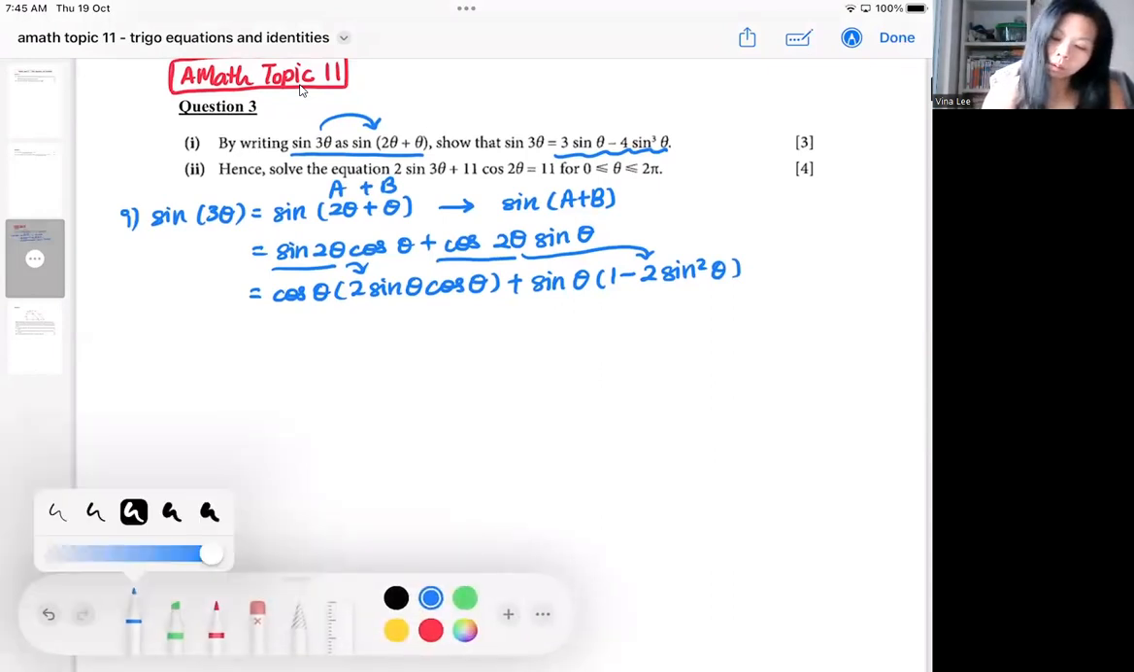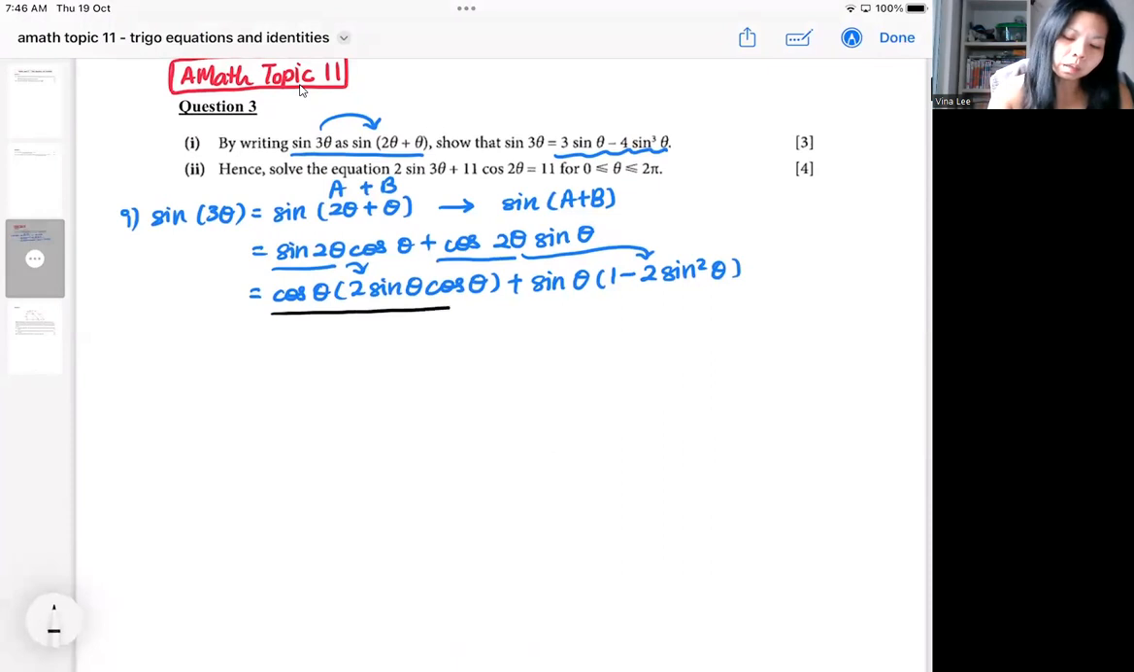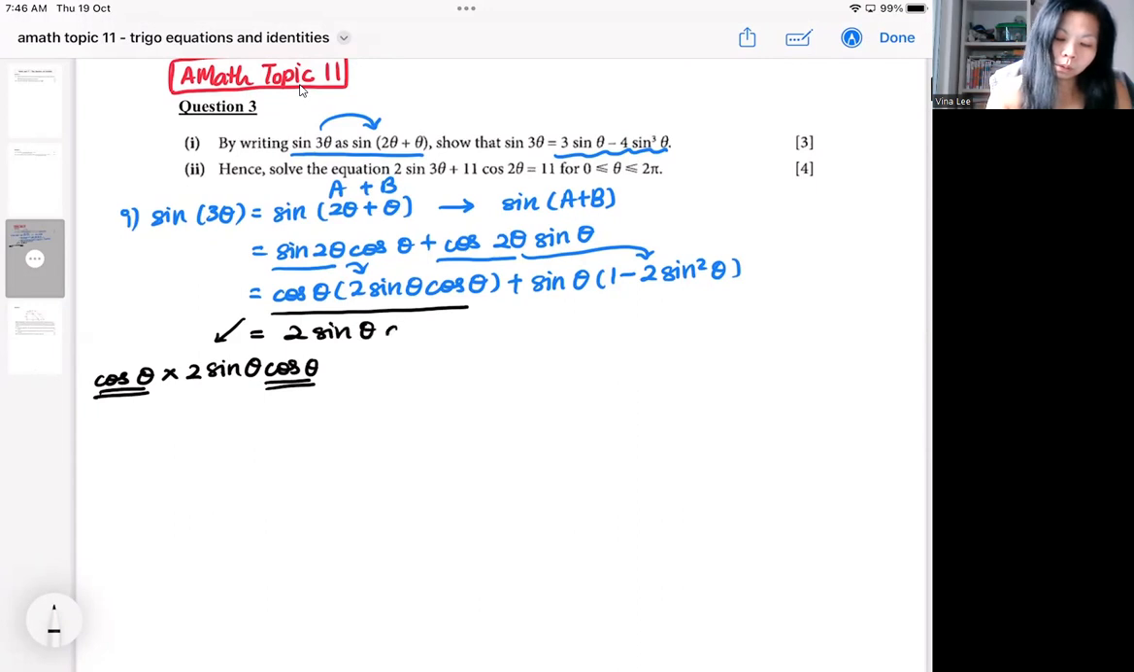Then we go on to the next layer of simplification. Now, for this simplification, a lot of people will make careless mistakes. This one is actually a multiplication. So essentially, you're multiplying, and you are just getting a cosine square here. However, over the years, there are students who will just do something like this.